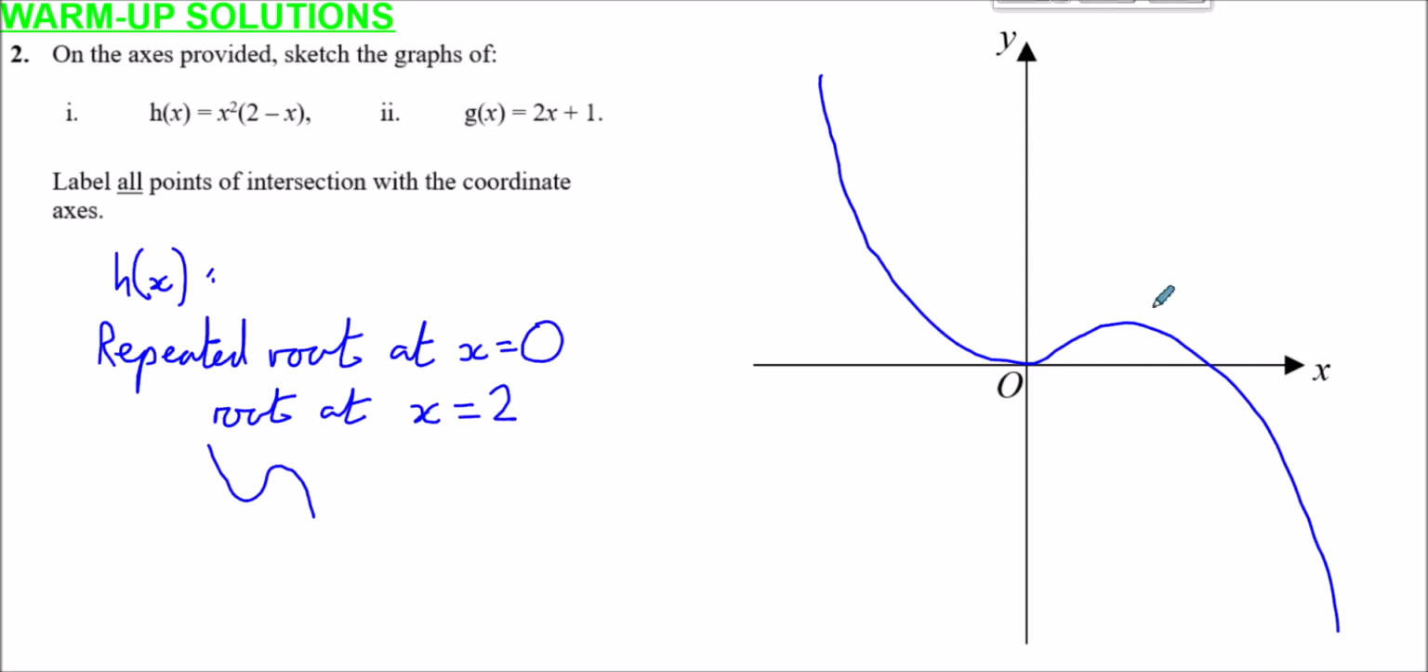So just label the intercept here, which is at 2. And then the same way, we draw g of x again. So g of x, as you can recall, that was a straight line. Something like this. Let's make that slightly longer. And the same as question 1, we can recall that for g of x, the y-axis intercept was at 1. Just label this on here. And also the x-axis intercept was at minus a half. So that's question 2 sorted.